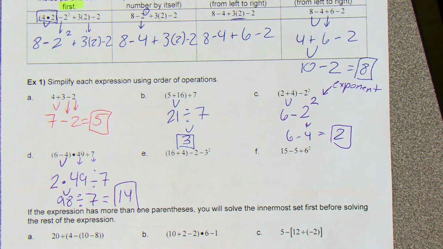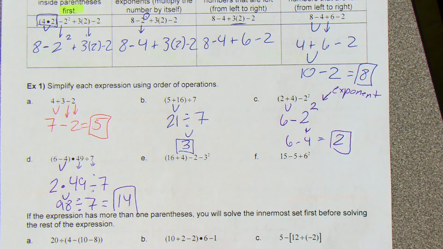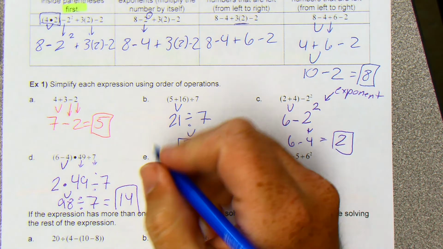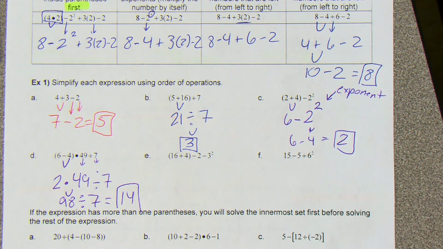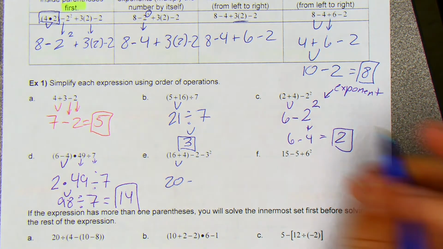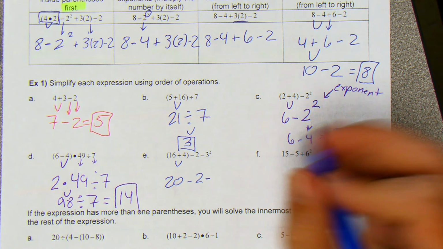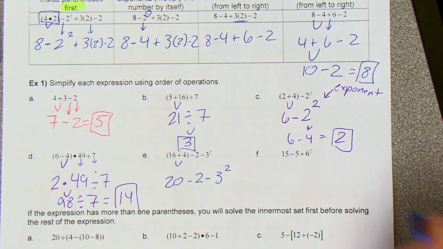Okay, so let's move on to E right here. My first thing to think about is, do I have parentheses? I do have parentheses again, right here. The 16 plus 4 is in parentheses, so I'm going to do that first. 16 plus 4 is 20. I'm going to bring down my minus sign, bring down my 2, bring down my minus sign, bring down my 3, and bring down my exponent.